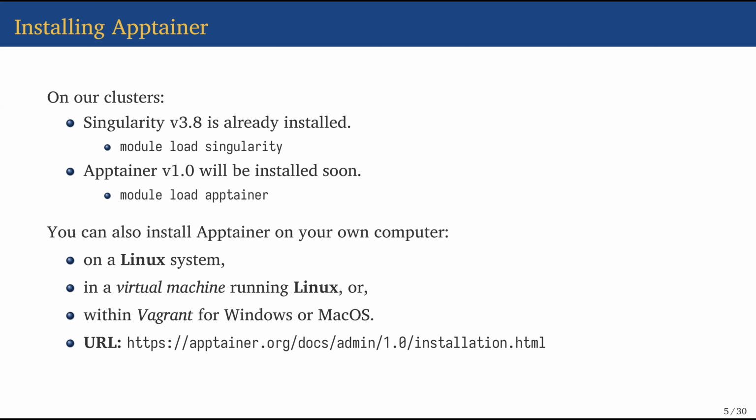Now, if you want Apptainer on your own computer, it has to be a Linux system. You can have a virtual machine that runs Linux, so you can install it that way, okay? Or you can use Vagrant for Windows or Mac OS. Under Mac OS, only Vagrant will work. Under Windows, my understanding is Windows Subsystem for Linux, which also runs a Linux, will work under Windows. Some people have told me; I've not tested it myself. If you go to apptainer.org and go into the documentation, go to the admin documentation, and there's a whole section on installing Apptainer.